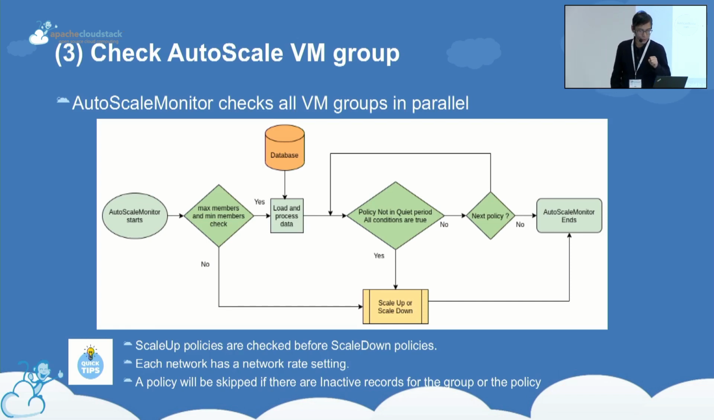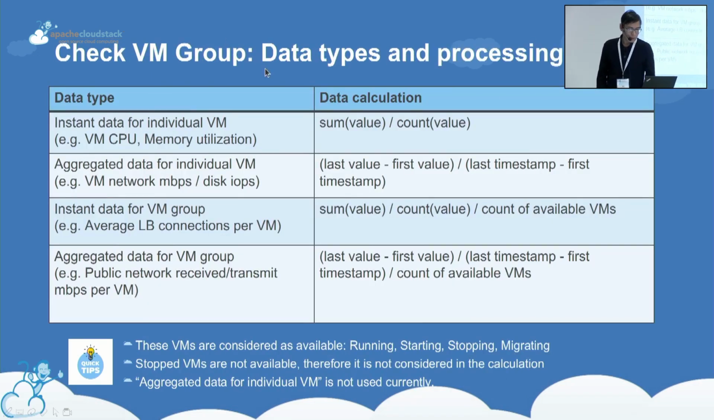The last one is that a policy will be skipped if there are some inactive records when we get the metrics. So about the data, there are 3 types of data we get. The first one is instant data for each VM, for example, CPU and memory. In this case, we just calculate the average of the records.